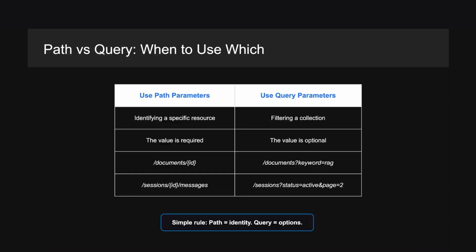Now, here's the simple rule. Use a path parameter when you are identifying a specific resource. You need that value. The endpoint doesn't make sense without it. Use a query parameter when you are filtering or configuring the response. It's optional and has a sensible default. /document/42 uses a path parameter because you are asking for one specific document. /documents?keyword=rag uses a query parameter because you are searching a collection with an optional filter. Path equals identity. Query equals option. Keep that in mind and you will make the right call every time.